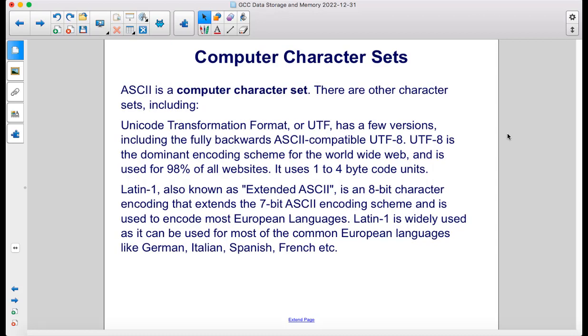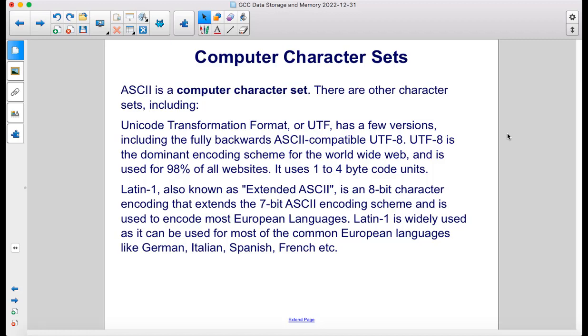ASCII is a computer character set. There are other character sets, including Unicode Transformation Format, or UTF, which has a few versions, including the fully backwards ASCII-compatible UTF-8. UTF-8 is the dominant encoding scheme for the World Wide Web and is used for 98% of all websites. It uses 1 to 4 byte code units.